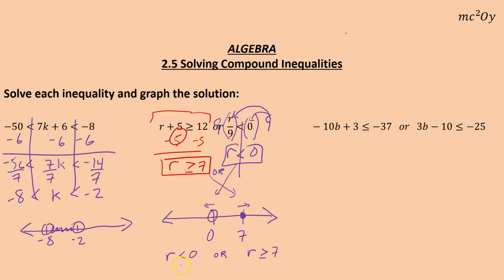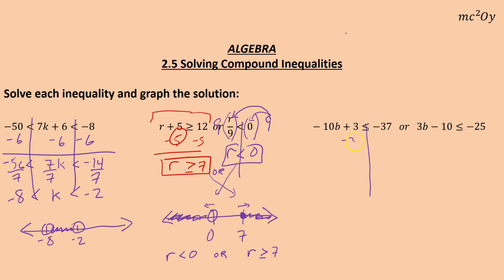And remember, that always works if the variable comes first. The arrow will always point in the direction you're shading. So there we go, and there we go. That means 5 wouldn't work. 5 is not greater than 7, and 5 is not less than 0. So there we go. All right, now let's go ahead and do this next one.